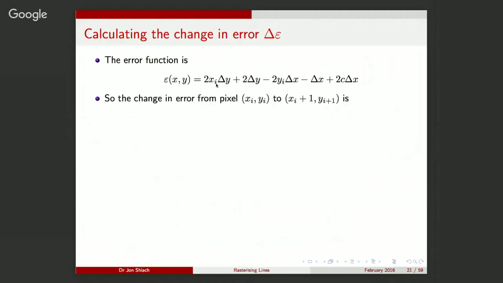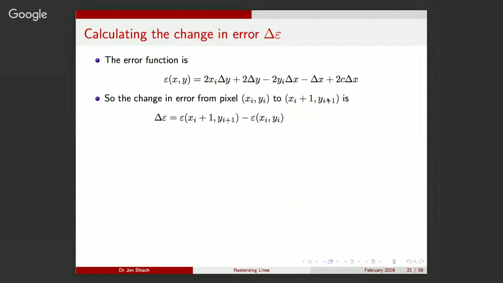The change in error from the pixel at xi, yi, to the pixel at xi plus 1, and then I've got a y subscript i plus 1. I know what this x is. This y could be one of two values. So I've written y subscript i plus 1, because I don't know which value that's going to be yet. Error at the next pixel minus error at the current pixel, that'll be my change in error.